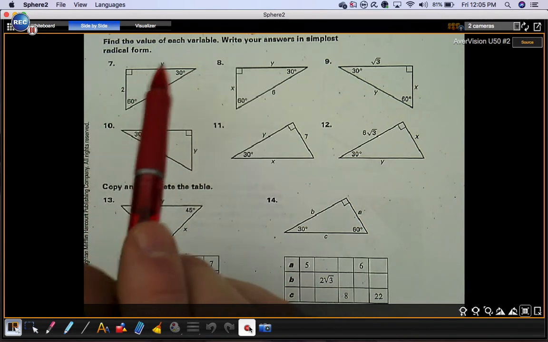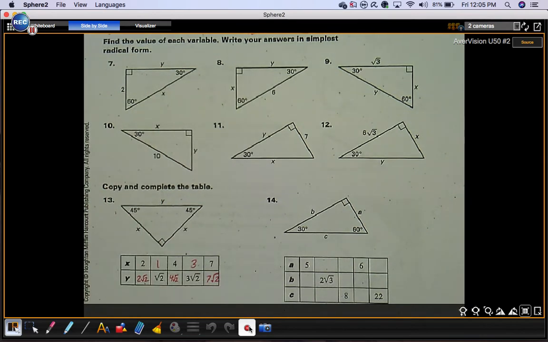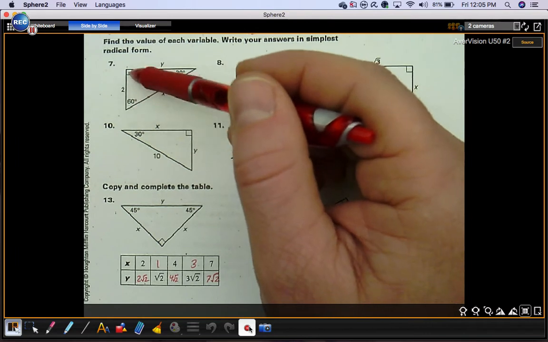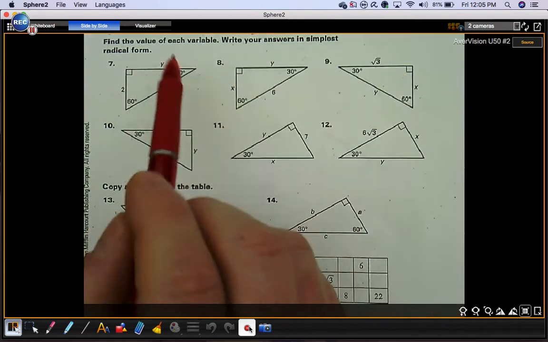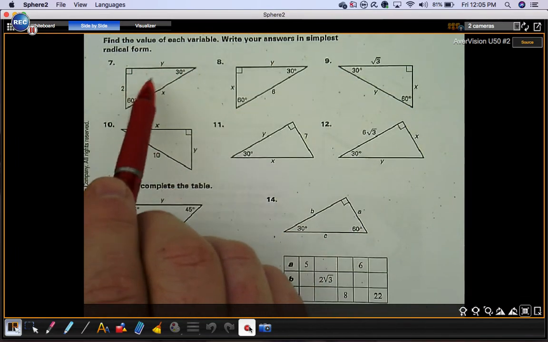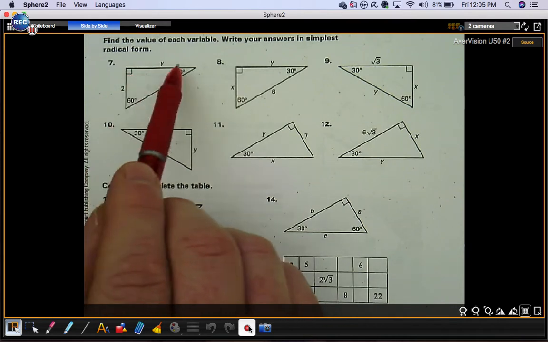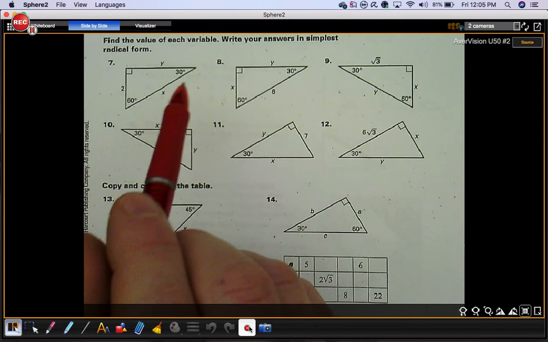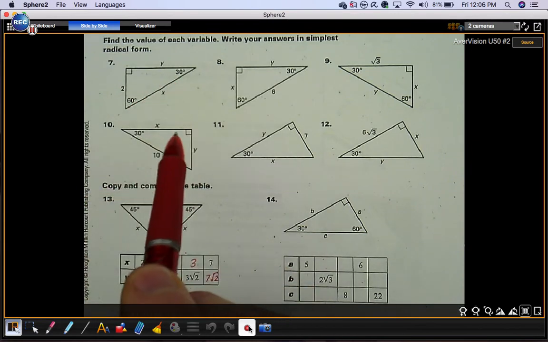You have a short leg and a long leg, and you need to know which one's which. Your short leg is going to touch the two biggest angles, the 90 and the 60. Your long leg is going to touch the 90 and the 30. You can usually tell by the diagram, but it's nice to know in relation to the angles as well.